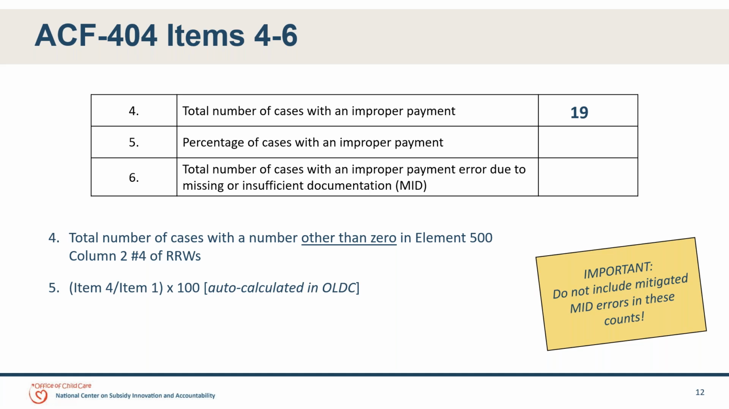Item 5 asks for the percentage of cases with an improper payment, which is determined by dividing the number of cases with an improper payment, item 4, by the total number of cases, which is item 1. And this is another item that is auto-calculated in the OLDC. Our state's percentage of cases with an improper payment was 6.88%.